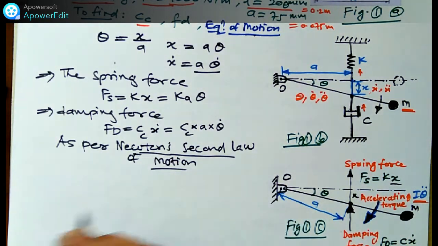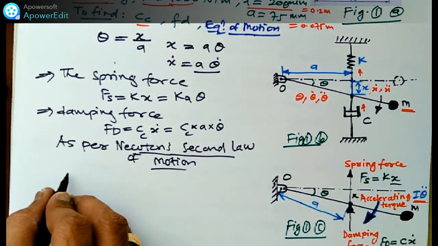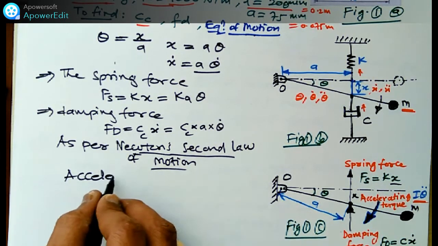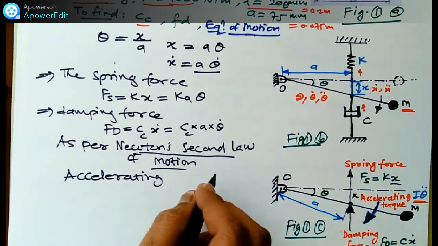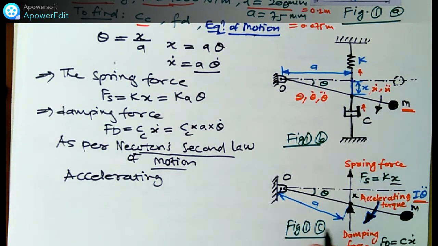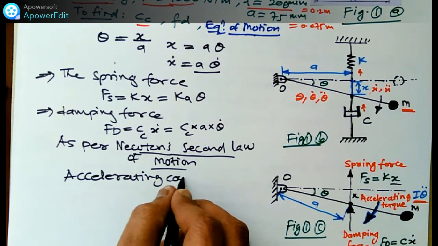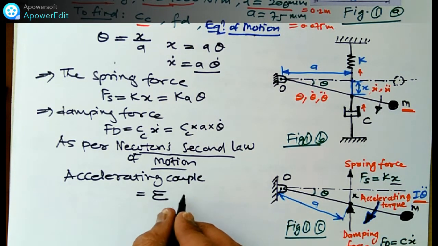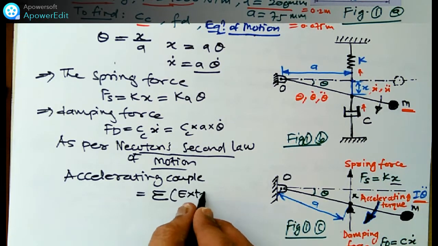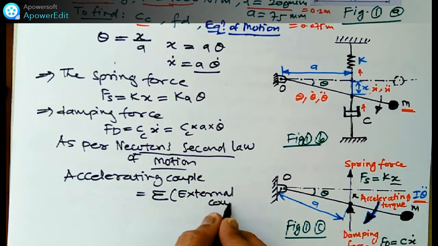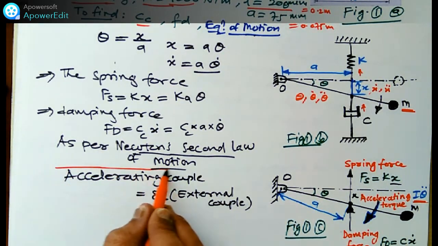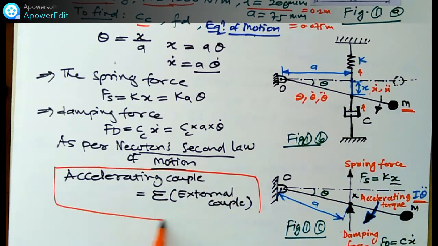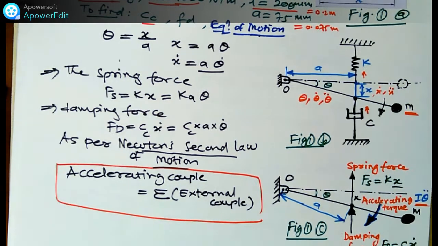That equation is nothing but the accelerating. What is the form? Here it will form the couple or torque. That couple is equal to, according to this, the summation of all the external couples. So this is your formula as per Newton's second law of motion. We have to find out by using this one. How to find out this? I will write below here, then I will write the equation.